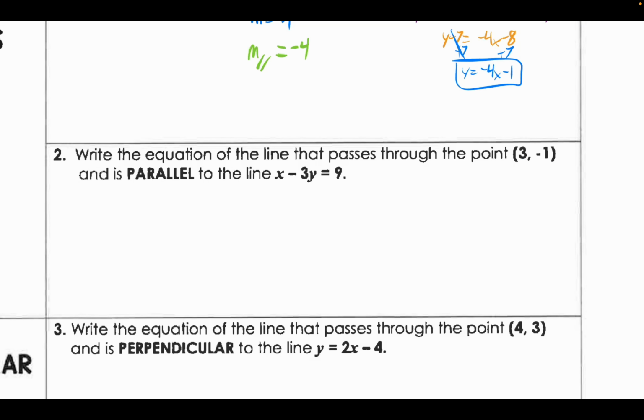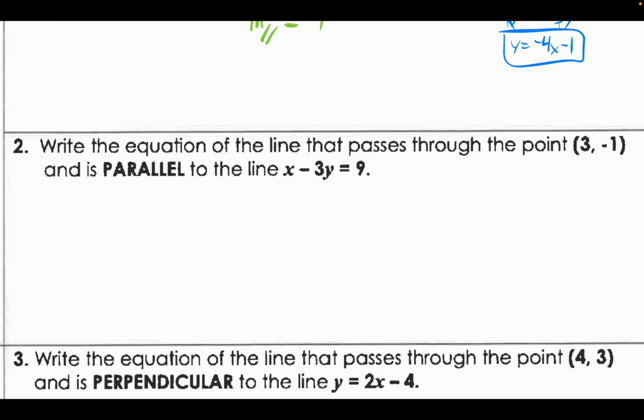So on number 2 here, we're writing the equation of a line that passes through the point 3, -1 and is parallel to this new line, x minus 3y equals 9. And we notice with this one, the slope is not easily identifiable because y is not by itself. It's not in slope-intercept form. So we first have to get it in slope-intercept form, and then we can identify the slope and use the slope with this point in point-slope form.